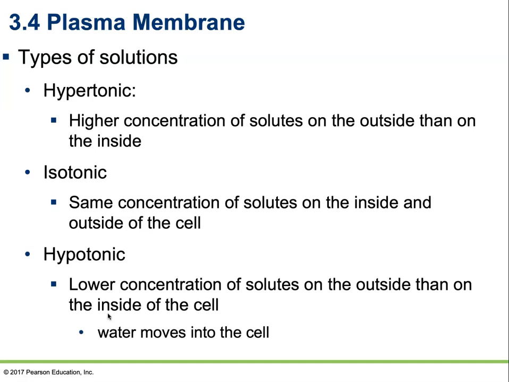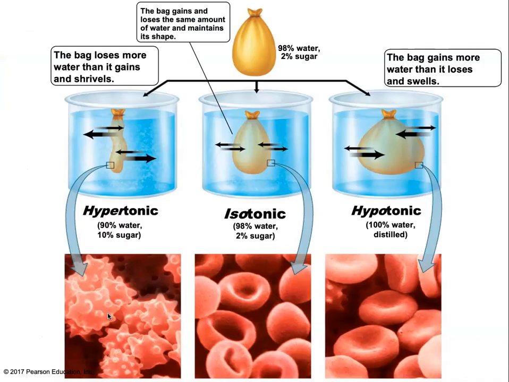Oh, hypotonic solution, water is going to move into the cell. So here's an example of what all of that looks like. Here we have a bag of water that is 98% water, 2% sugar. This bag is going to represent a semi-permeable membrane. It's going to allow water to move in and out, but not sugar molecules.